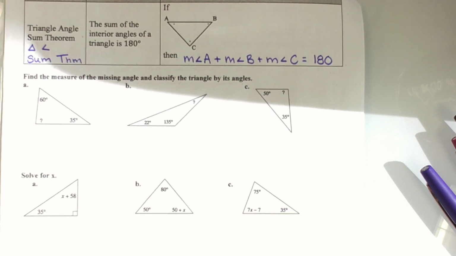Overall, the questions related to these are not going to be anything terrible. You're going to maybe want a calculator. Put that away for now. First one says find the measure of the missing angle and classify the triangle by its angles. The missing angle has the question mark in it, right? If you don't like it being a question mark because it confuses you, change it to something that we typically do in math when we don't know a number. What do we typically put? X.